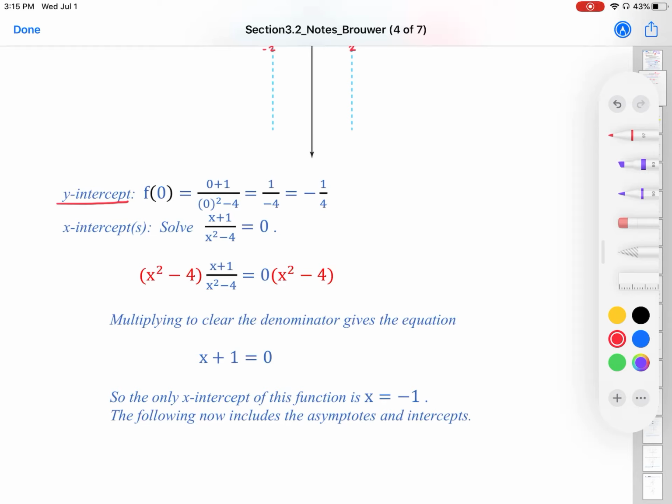To find the y-intercept, let x be 0. So we're left with, those were our x's, and we made those zeros.